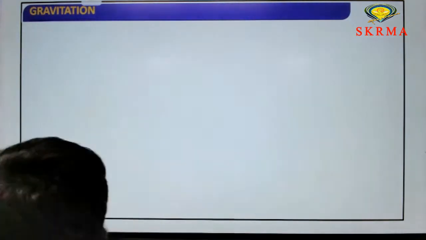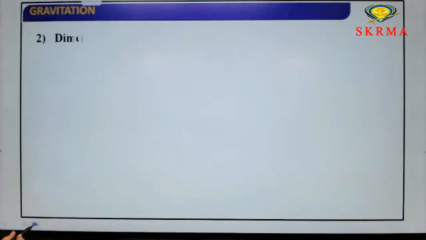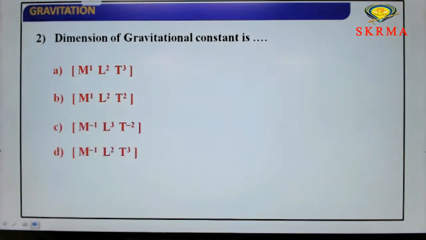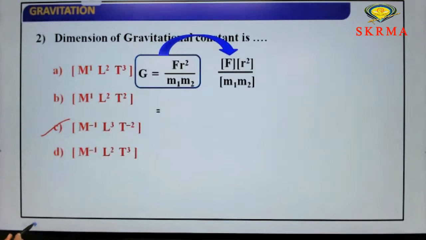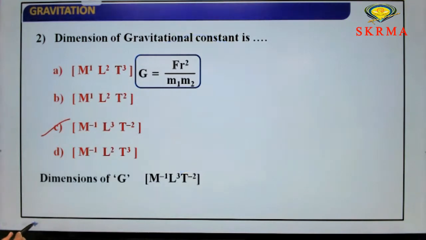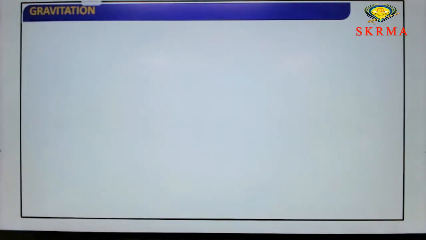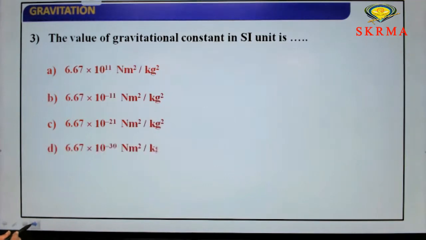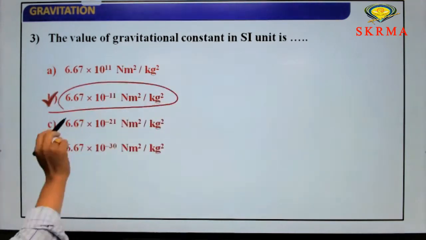The next concept is, what is the dimension formula of gravitational constant? Just to derive what is the dimension formula, which one is the correct option here? Option 3. Option 3 is the correct option. The derivation is already in this fashion. Okay. The next one is, what is the value of gravitational constant? This is obviously known. The value in SI units is 6.67 into 10 power minus 11.